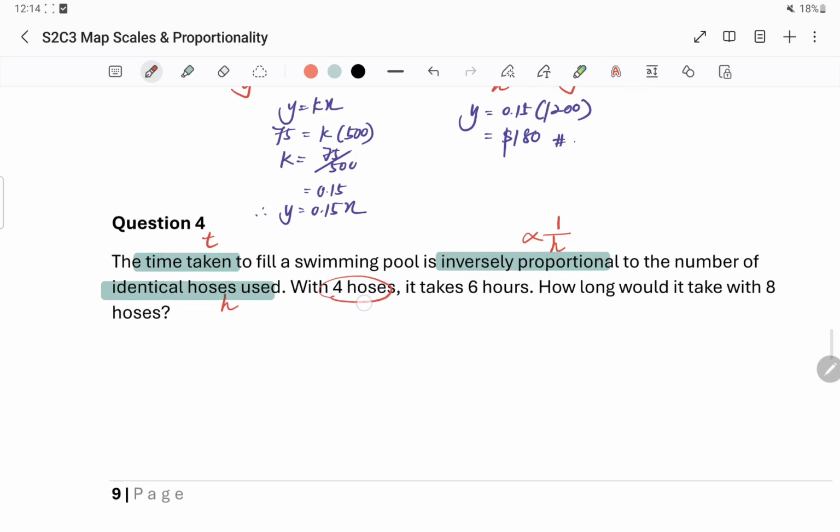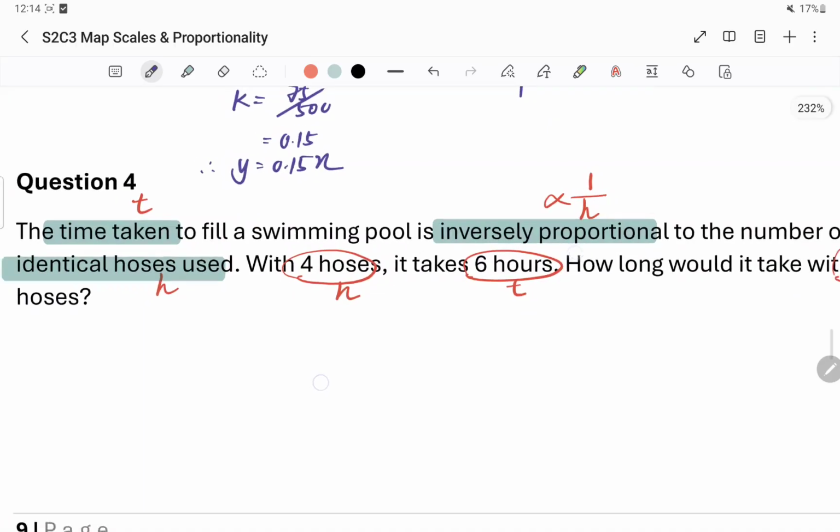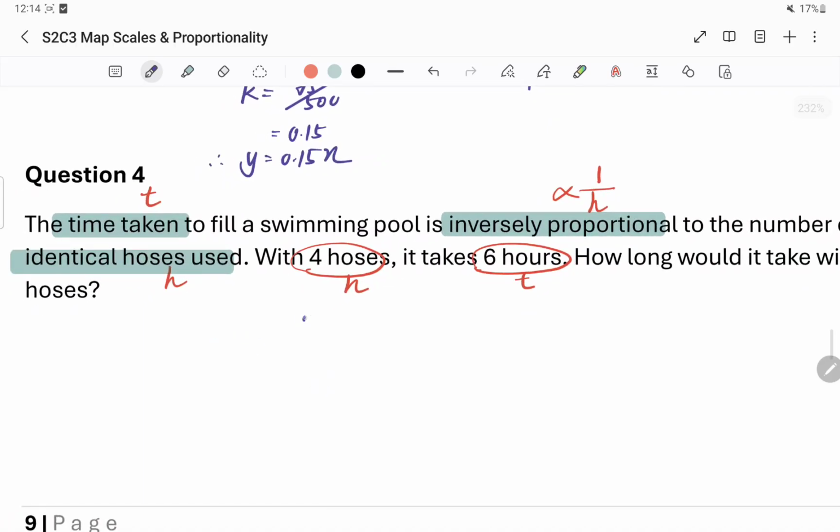So they say with H equals 4, the time taken is 6. How long will it take if, let's say, I have 8 hoses? So they want you to find what is the T value. So same thing, we'll form the formula. So we have T equals, inversely proportional means that is K over H, the number of hoses, right? The question says that if the number of hoses is 4, the time taken is 6, right? So then K equals 24, that is 6 times 4.